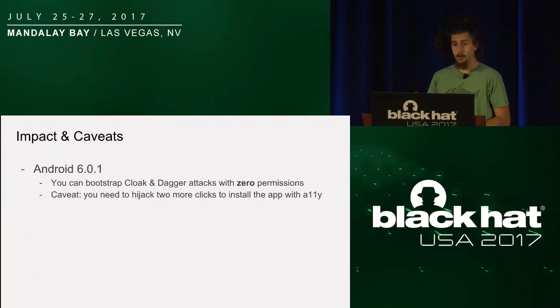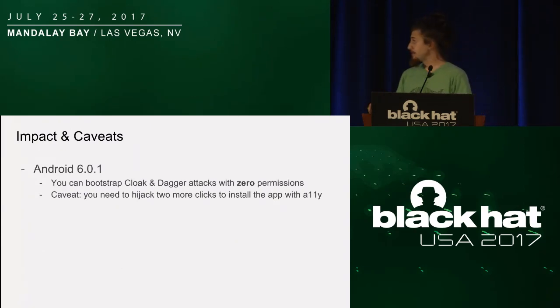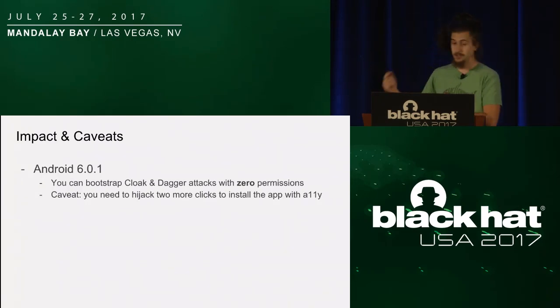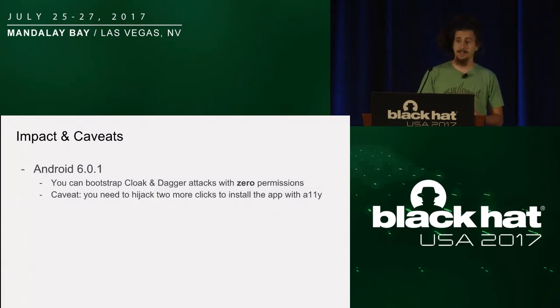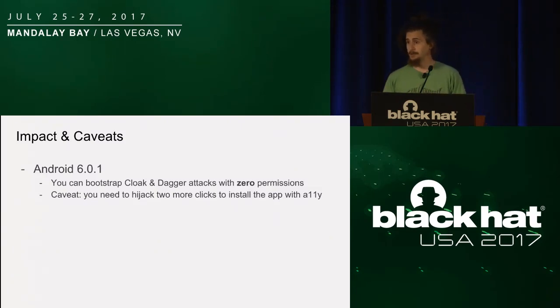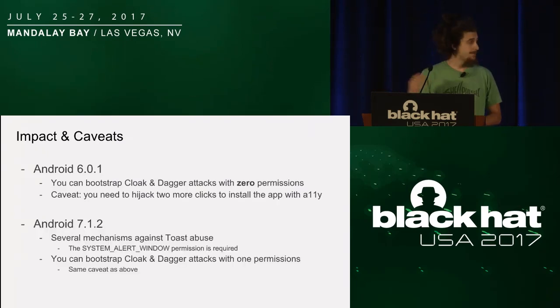Now, this works in Android 6, and so you can bootstrap these attacks with 0 permissions. The practicality issue is that you need to inject 2 more clicks to get the accessibility service, but for the invisible grid attack, you don't need an accessibility service. So out of the box, an application with 0 permission can read exactly where you're clicking. This actually was fixed in Android 7.